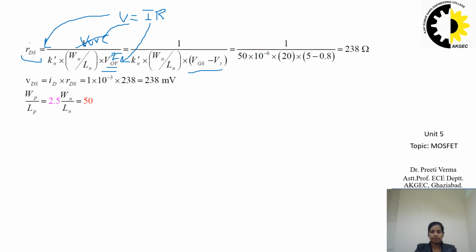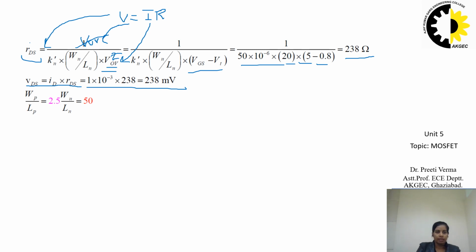All the values are given in the question. We put them here: 50 into 10 raised to the power minus 6 multiplied by 20, as the W by L value is given as 20. VGS is 5, VT is 0.8. Solving all this, we get 238 ohm, the value of RDS. Now we will calculate VDS. VDS will be ID into RDS, that is 1 into 10 raised to the power minus 3 multiplied by 238, and we get a value of 238 millivolts.